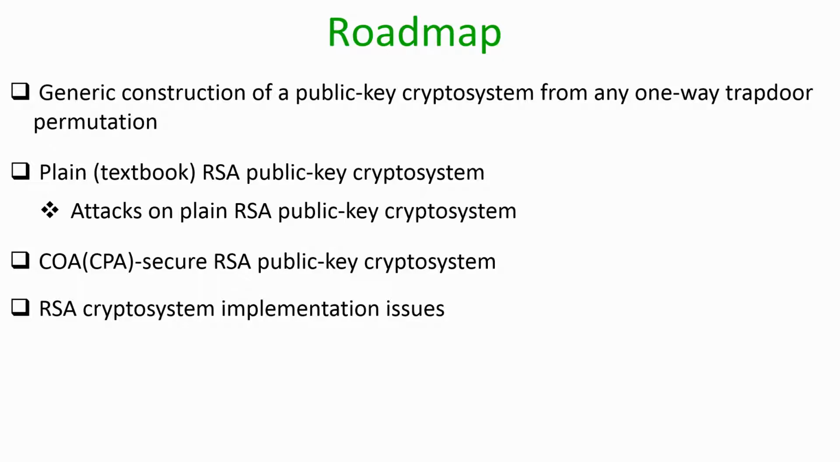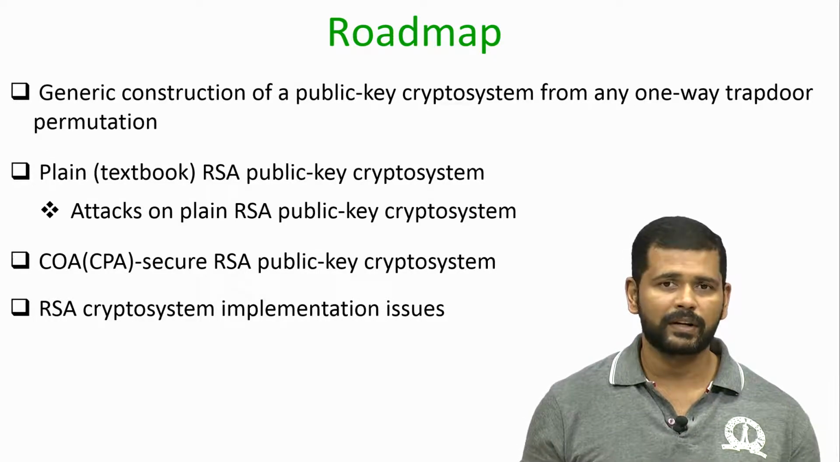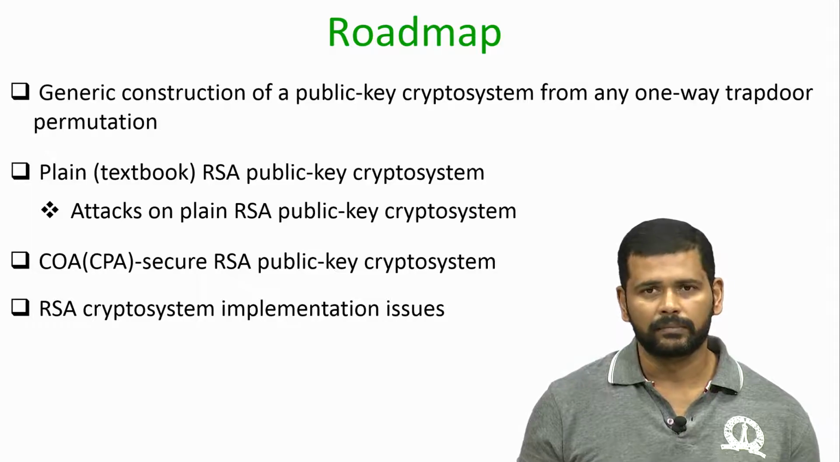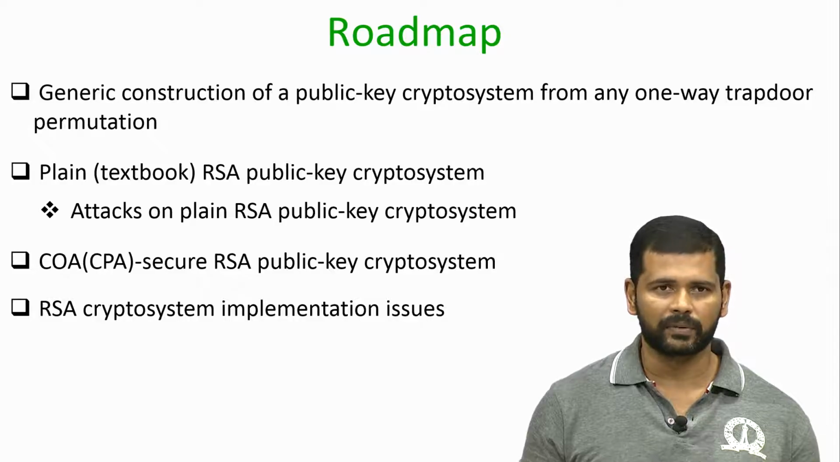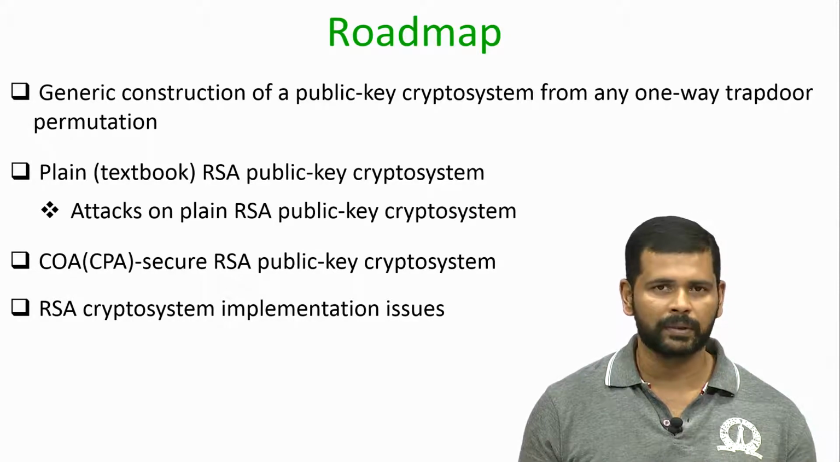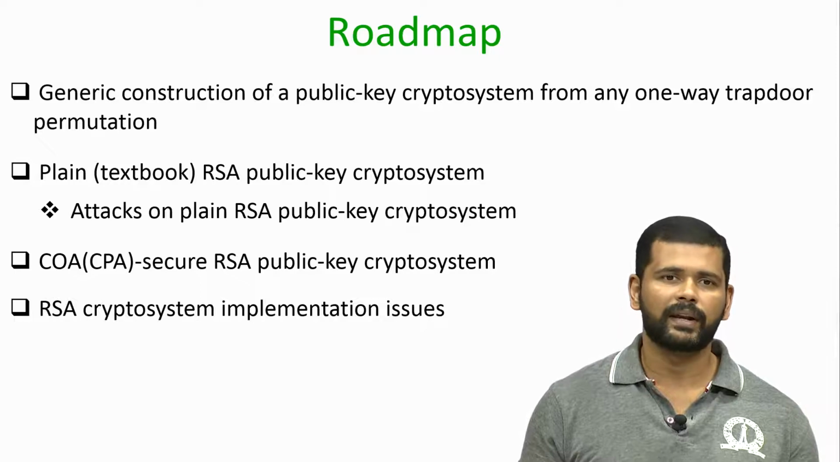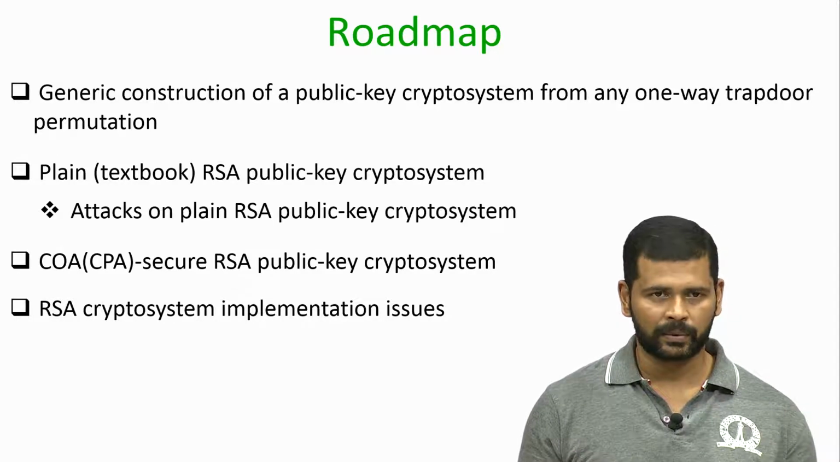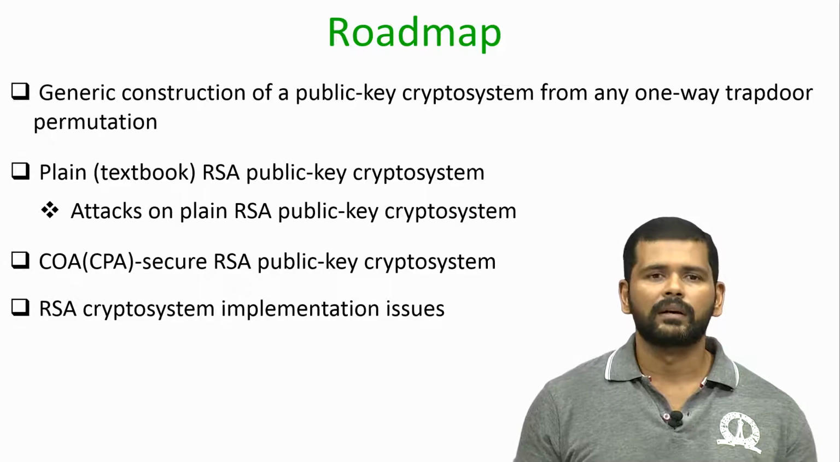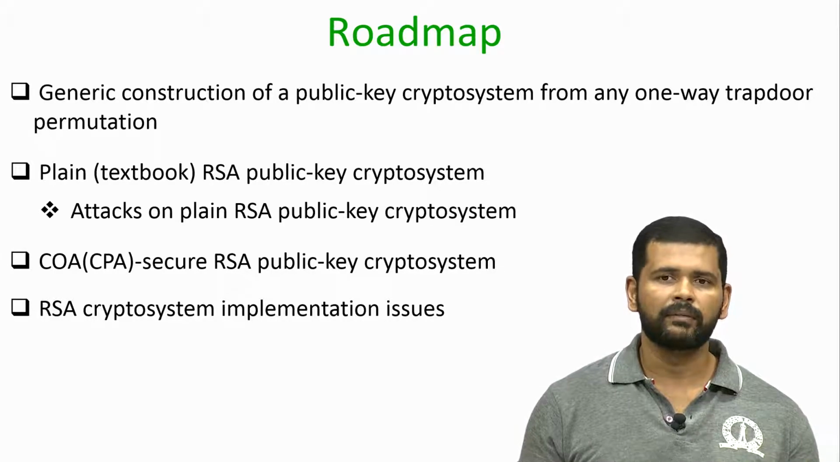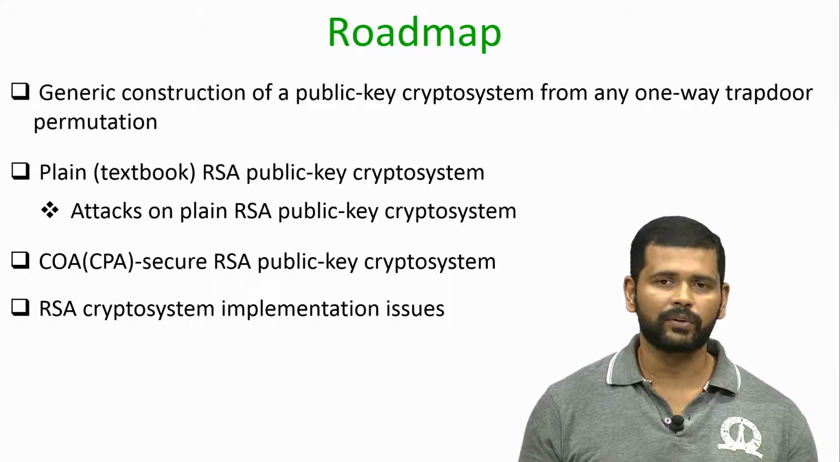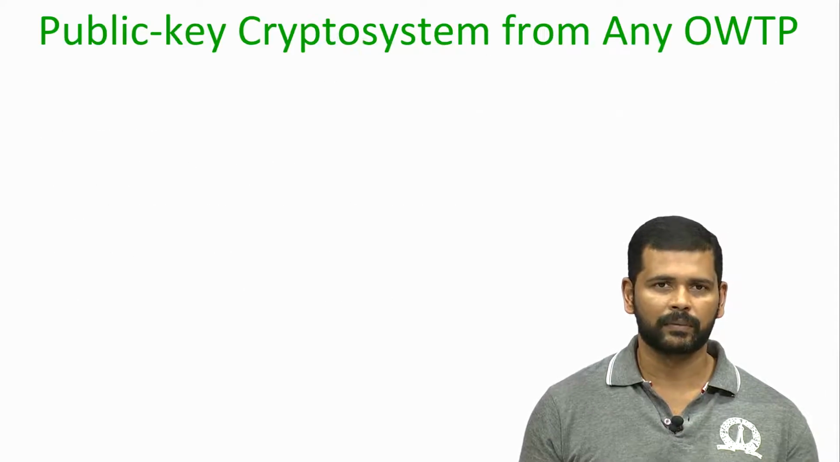We will see a generic construction of a public key crypto system from any given one way trapdoor permutation, and we will see how we can instantiate this framework by using the RSA trapdoor permutation to get the RSA public key crypto system, which we also call the plain RSA public key crypto system. We will see several attacks on the plain RSA public key crypto system. Then we will see the COA or CPA secure variant of the RSA public key crypto system, and finally we will end the lecture with some implementation issues which we face when we implement RSA in practice.